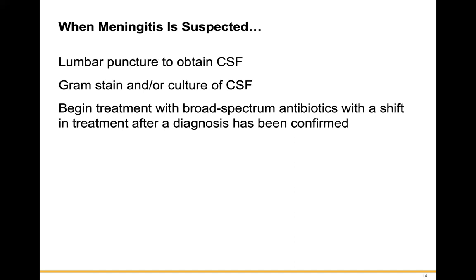So, what happens when meningitis is suspected? Well, they will do a spinal tap, which is a lumbar puncture, to obtain some CSF. They will then do a gram stain and culture of that CSF. And then they will begin treatment with broad spectrum antibiotics with a shift in treatment after the diagnosis has been confirmed.